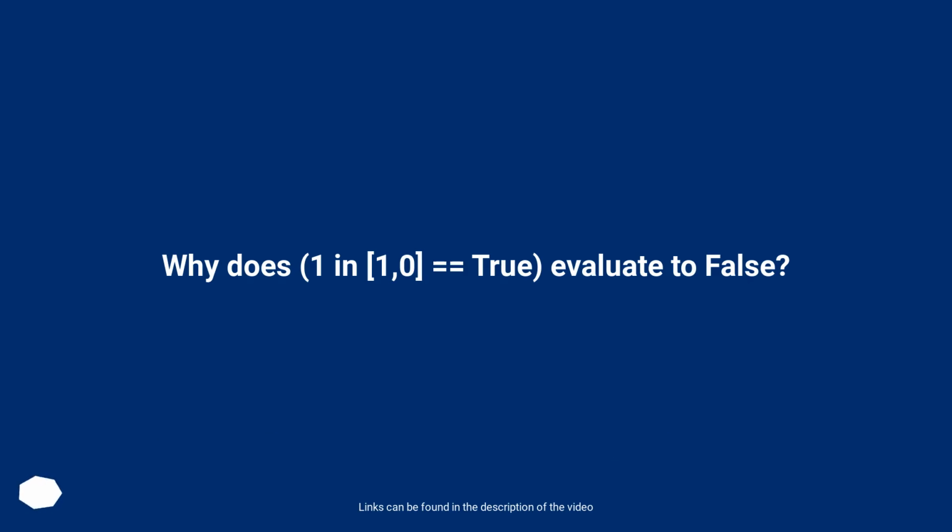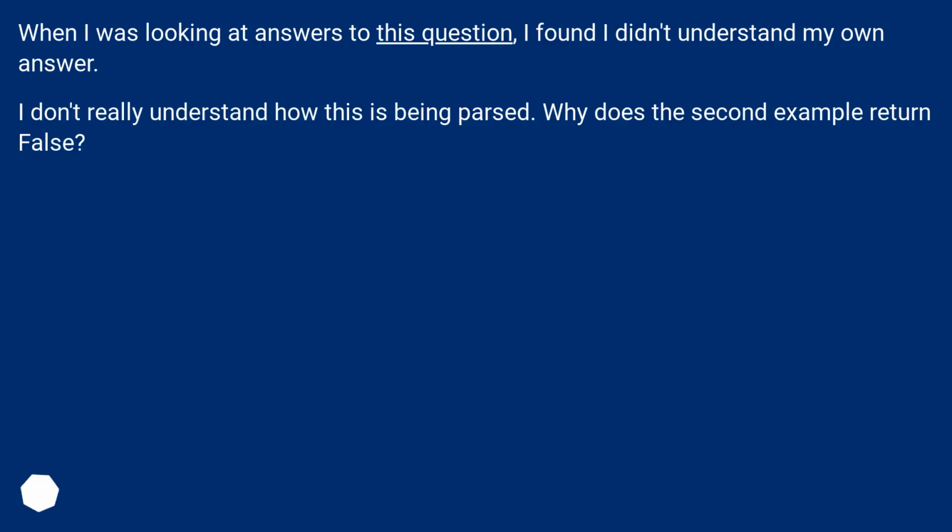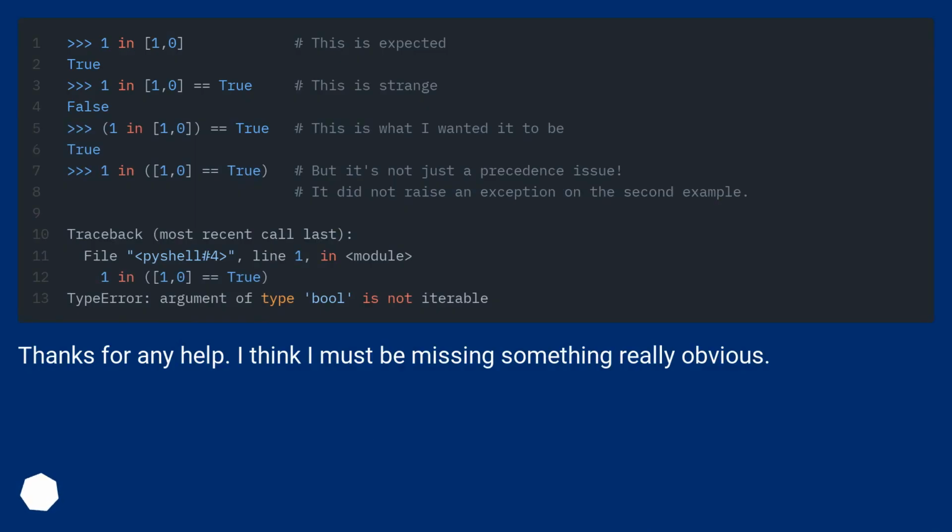Why does 1 in [1, 0] == True evaluate to False? When I was looking at answers to this question, I found I didn't understand my own answer. I don't really understand how this is being parsed. Why does the second example return False? Thanks for any help. I think I must be missing something really obvious.